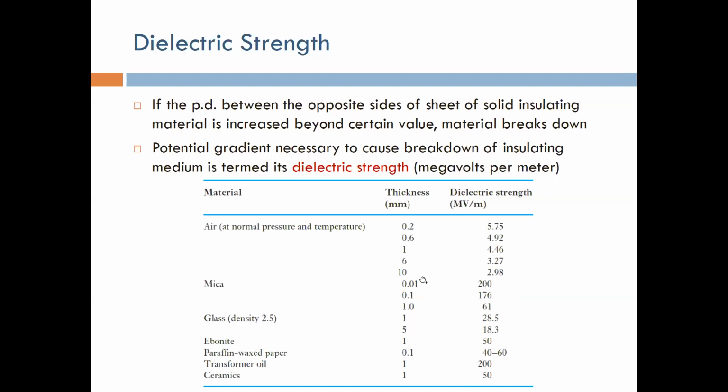Okay, so if I told you that I'm designing a capacitor with air as a dielectric, and I'm going to put a distance of 1 millimeter between the two plates, and I have a dielectric strength of 4.46 megavolts per meter, then if I multiply that by 10 to the minus 3, this would be what? 4.46 kilovolts. So for the capacitor, if I exceed 4.46 kilovolts, you will have arcing.